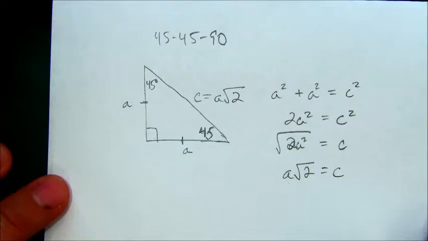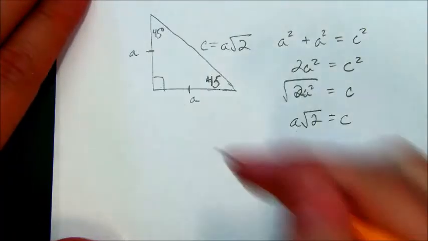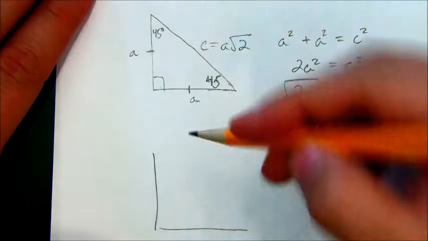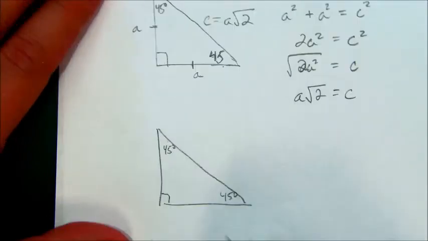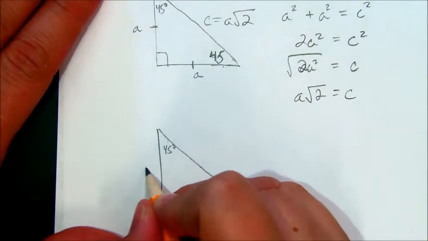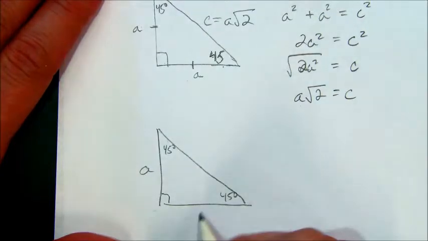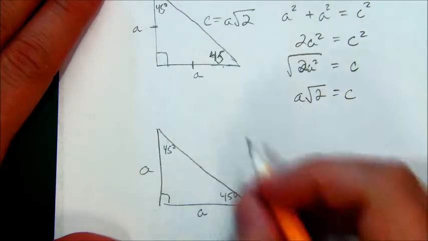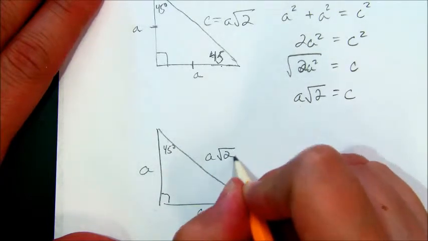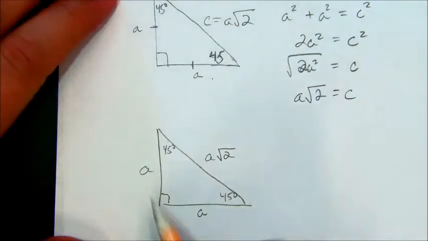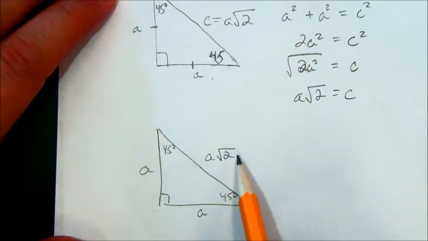anytime I have a 45, 45, 90 triangle, where I've got a right angle, 45 degrees in one angle, and 45 degrees in the other, if I know what this side is, if this is my A, then the legs will be the same, and the hypotenuse will be whatever this length is times the square root of 2. So for instance, if the leg is 5, the hypotenuse will be 5 times the square root of 2, and so on.